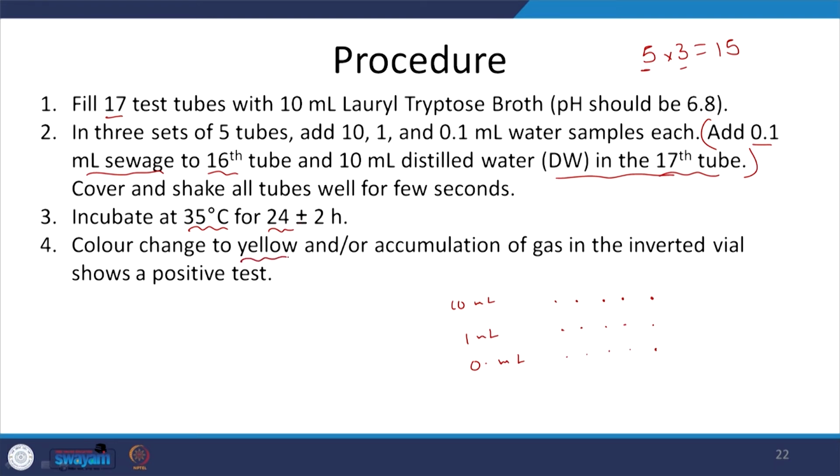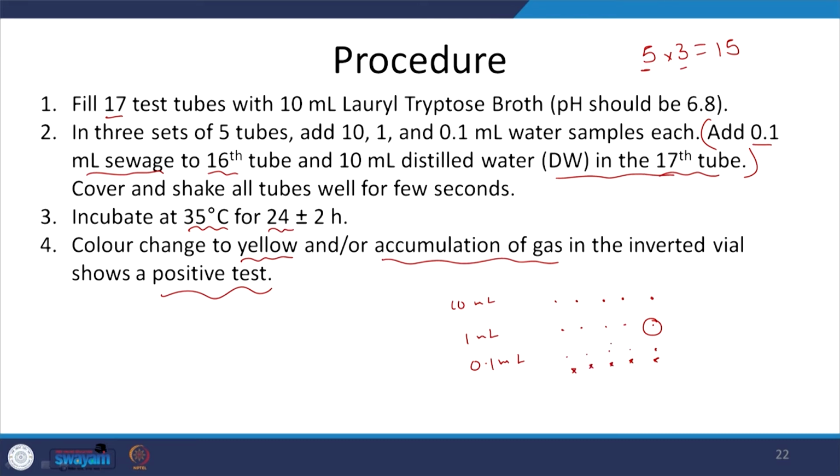So, when the color changes to yellow due to the acid, I think, being produced, or there is accumulation of gas in the inverted vial, it means that there is a positive test. Depending on the kind of sample, you can sometimes have a positive result here, but negative results in all the 0.1 samples here. Why?